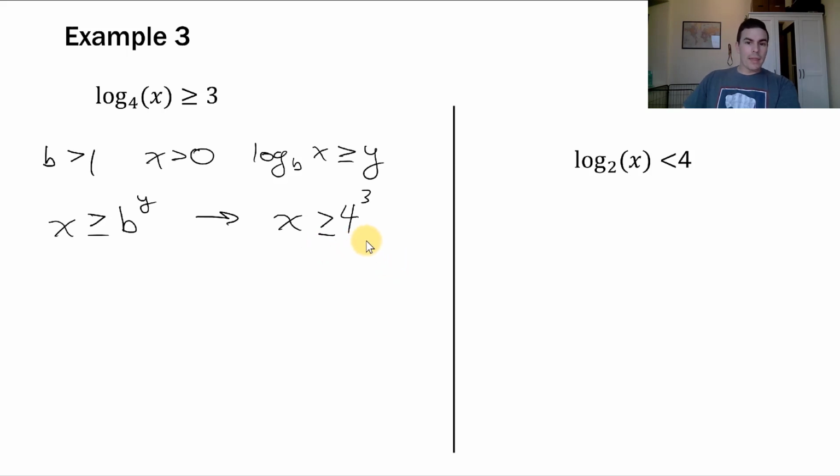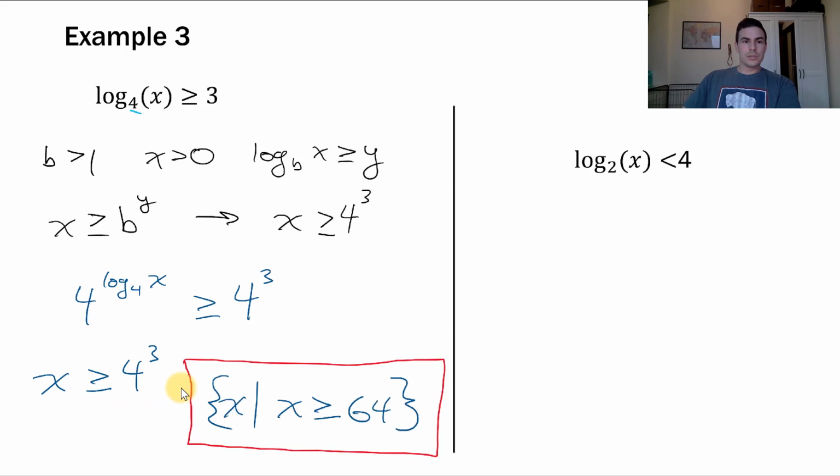Okay, so let's see why that is the case. We're going to go back to our original inequality, and we're going to, again, exponentiate with the base of 4. I'm doing a base of 4 because my log has a base of 4. So we can see here that the left-hand side of my inequality is going to simplify to just x. And now I've got 4 raised to the third power on the right-hand side. So I've got x is greater than or equal to 4 raised to the third, which is going to be 64. X is greater than or equal to 64 in set builder notation here.